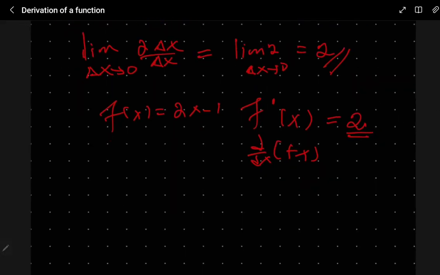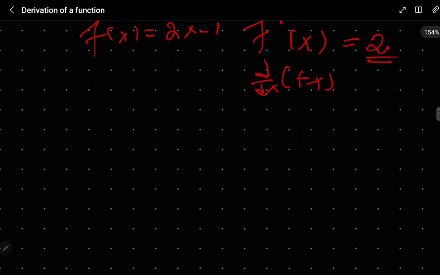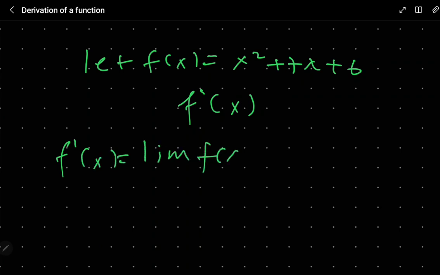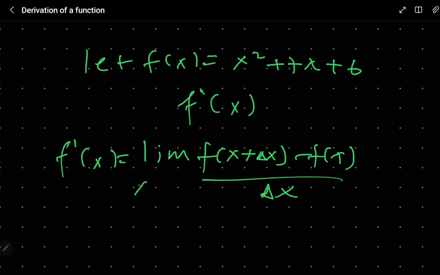Okay, now let's do some more examples. All right, let's do this one. If f of x is x squared plus 7x plus 6, what is the derivative of f? There's a technique that we're going to develop later on for polynomial functions, but now let's apply the definition. So the derivative of f is the limit of f of x plus a small change in x minus f of x over change in x, as the change in x goes to 0.